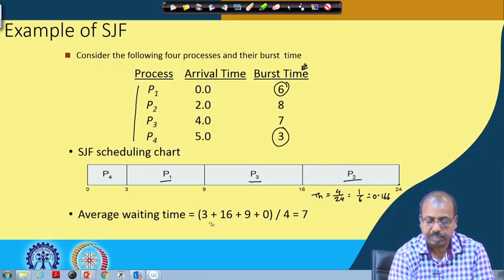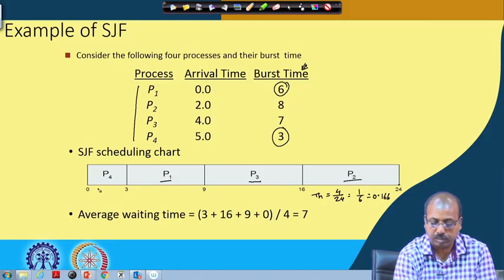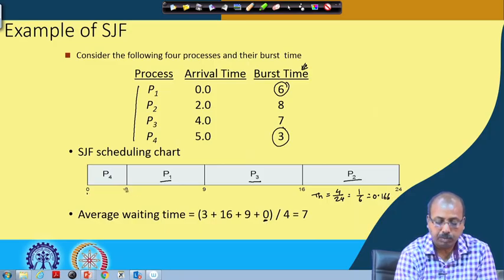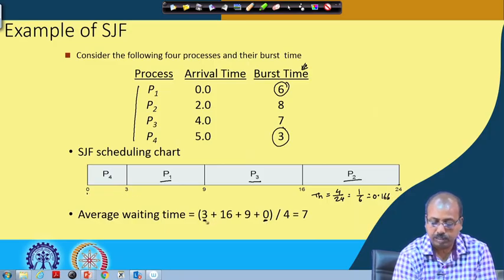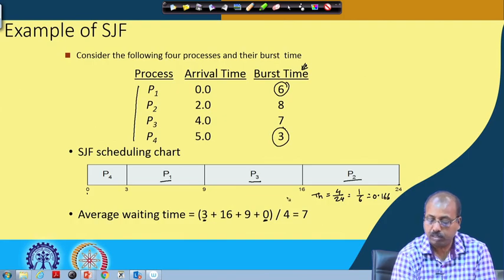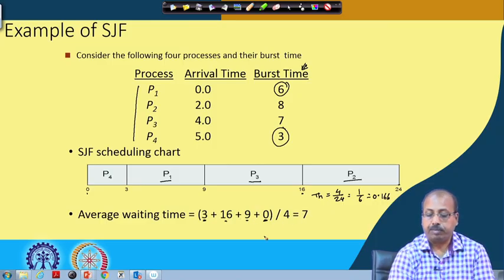Now, the average waiting time. The first job, P4, does not wait, so the waiting time is 0. P1 is waiting for 3 time units. So, this is 3. P2 is waiting for 16 time units. So, that is 16, and P3 is waiting for 9 time units. So, that is 9. So, the average waiting time is 3 plus 16 plus 9 plus 0 divided by 4. So, that is equal to 7.